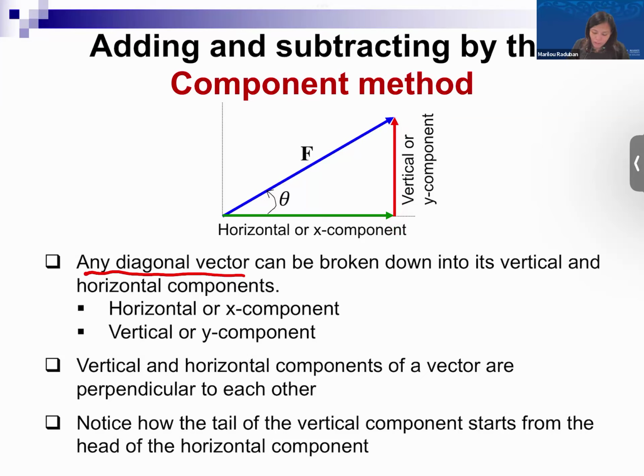And notice how the head to tail rule for drawing vectors is also followed, such that the tail of the vertical vector joins up with the head of the horizontal vector. So here you can see clearly that the horizontal component and the vertical component are perpendicular with each other, and so together with the resultant vector, the diagonal vector, they make up a right-angled triangle. So this is always a 90-degree angle here.